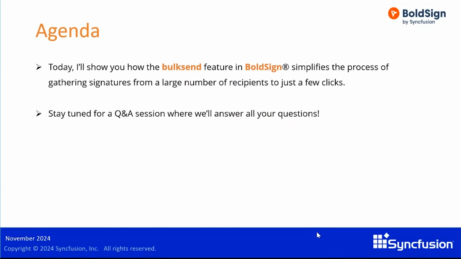Why do we need a separate option to send a document to multiple people? Imagine this: you need to send a document to two people for their e-signatures. You can easily send it to each one and track their progress, right? But what if you need to send the same document to 10, 20, or more people? Entering each person's details and setting up fields for them can be tedious. That's where the BulkSign feature in BoldSign comes in.